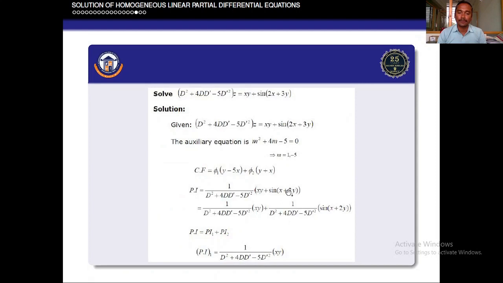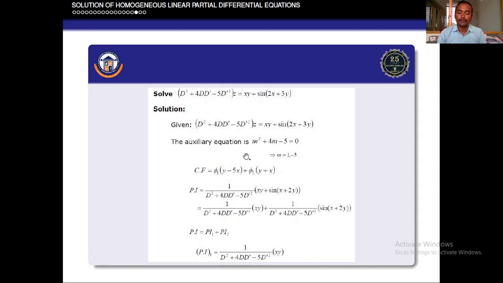So this is the next problem. Now see the problem: (D² + 4DD' − 5D'²)z = xy + sin(2x + 3y). So the right side functions are combinations of algebraic and trigonometrical functions. There are two functions on the right side.